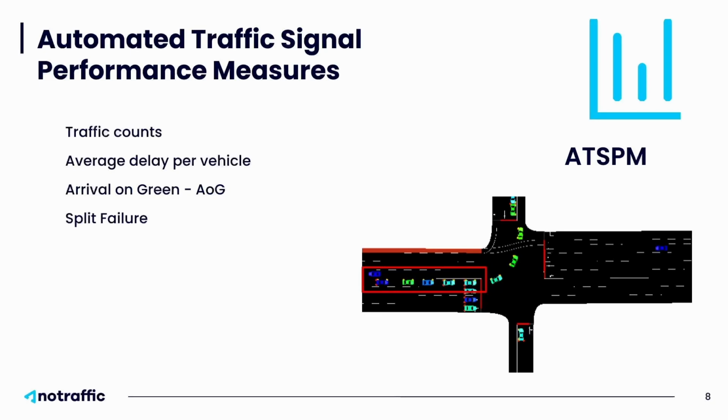Split failure is a case where a phase is being served, an approach is being served, and then the light turns red while there's still a queue remaining. Okay? So here you can see cars are crossing, but the light turned red, and there are still vehicles waiting. Not so good.